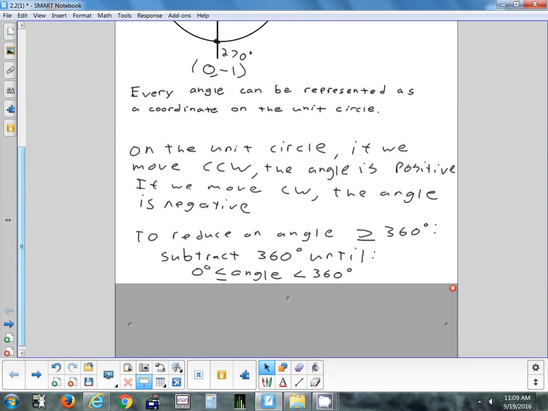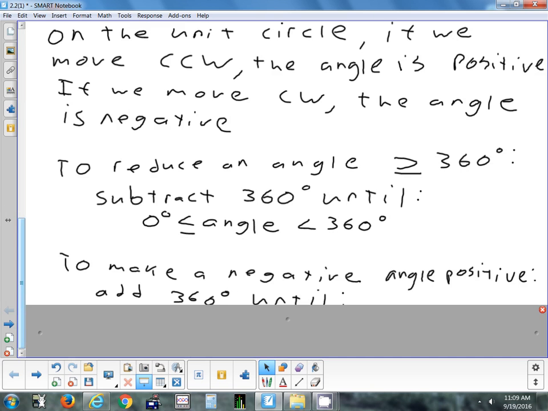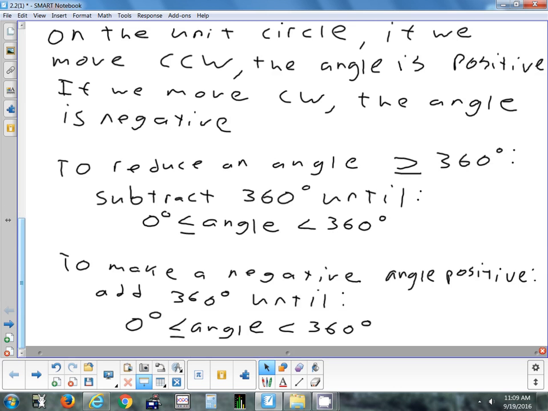Because the whole point of unit circle trig, we don't care how many times we've gone around the circle to get to a point. All we care about is where did we stop. That's all we need to know. And the same thing to take an angle that's negative and make it positive. Just keep adding 360 until you finally get the angle between where you want it, 0 and 360.